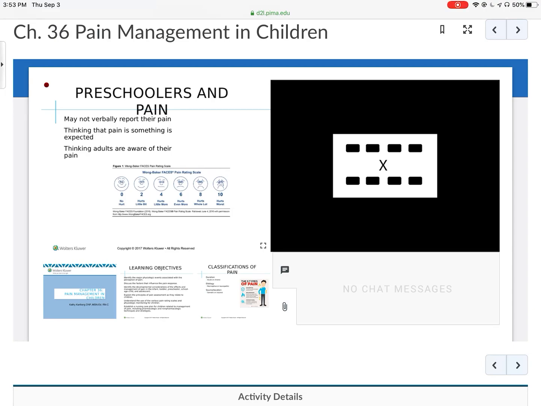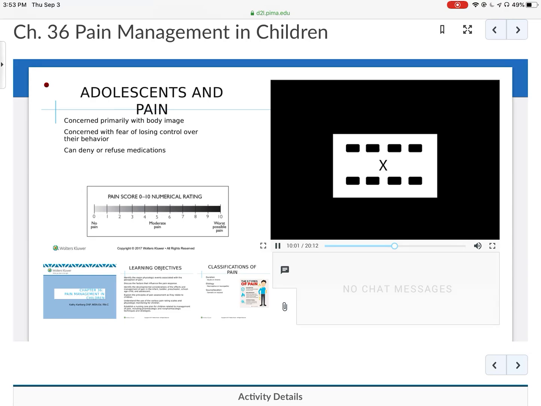How the Wong-Baker faces scale works is that you ask the child how they feel according to the faces. And then I also look at the child and see where they are, because sometimes they might be happy and playing and they point to 10. So you have to use some assessment skills also with the Wong-Baker.